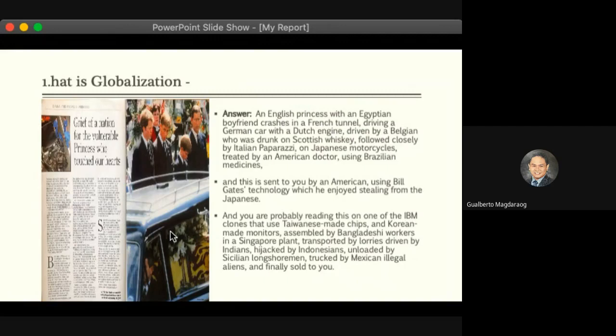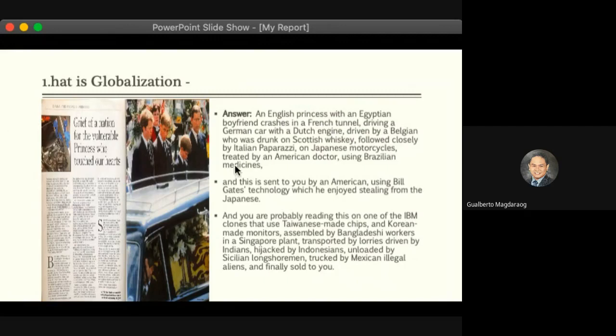Kaya nga, kuminsan, meron tayong mga classmates or students na foreigner because it's easy for other people, I mean foreign people, to go to different places and study there and make their own life there. So, ganun na siya ka-open ngayon.